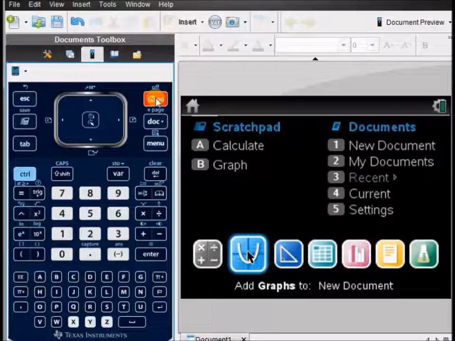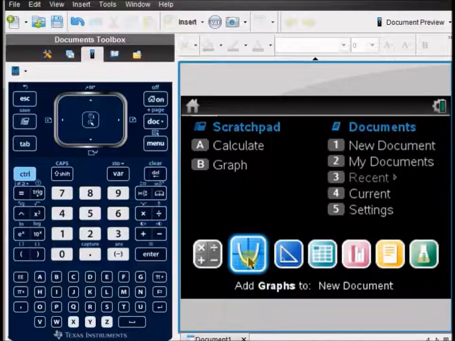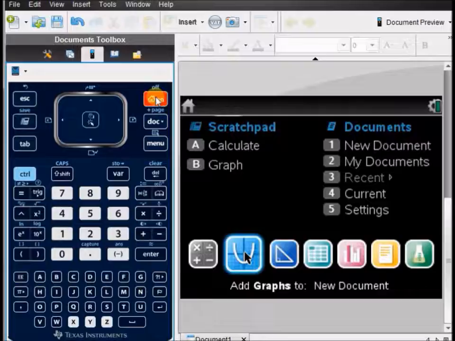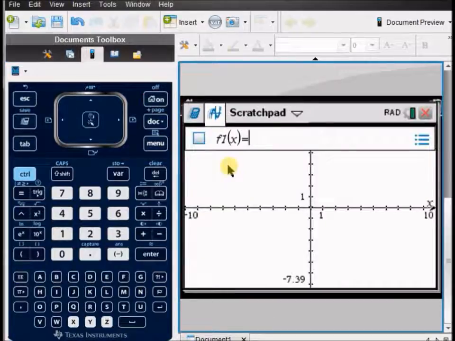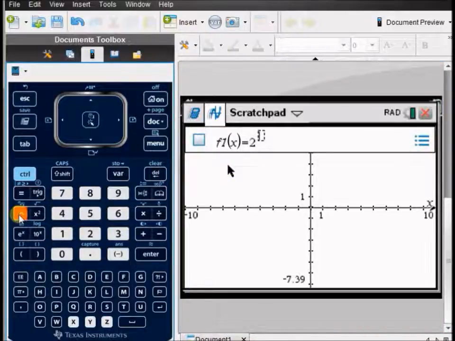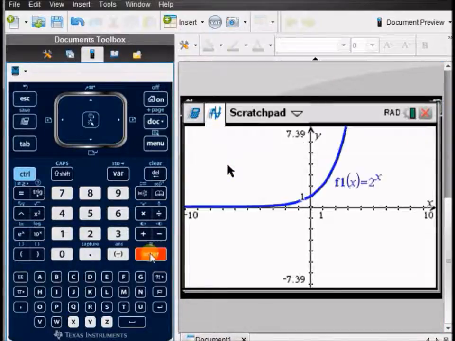Okay, so let's see that again. From the home page, we can either press this graph icon down here, or we can press the B, capital B, graph. We are going to graph y equals 2 to the power of x. Enter. And that's what this graph looks like.